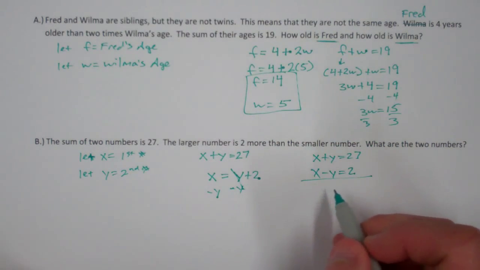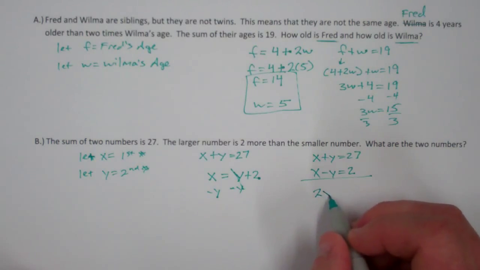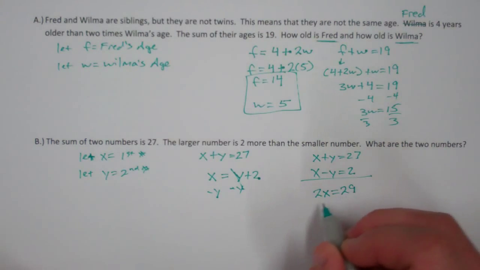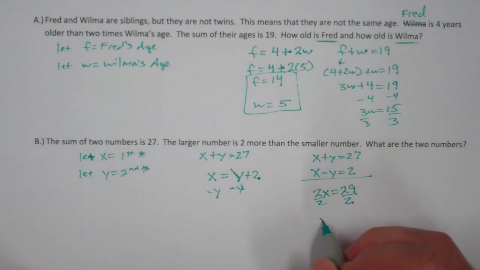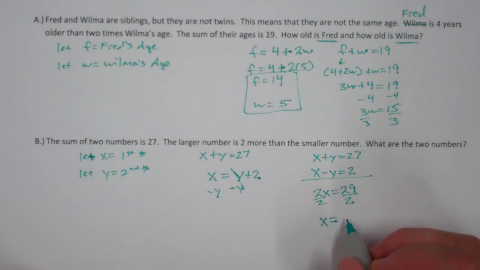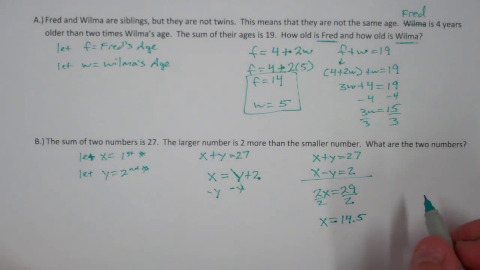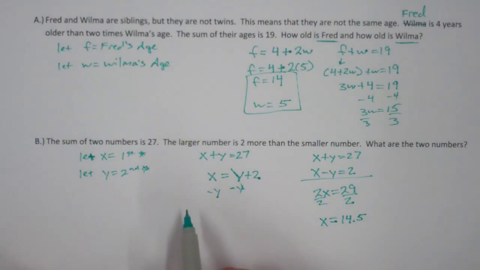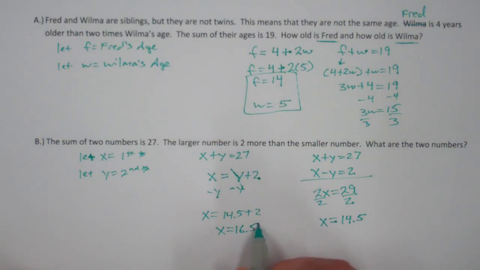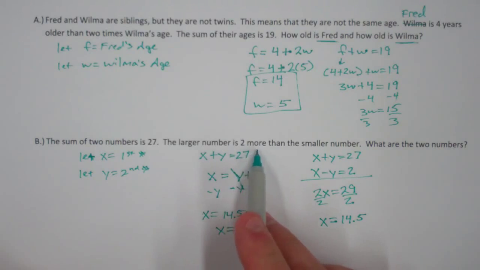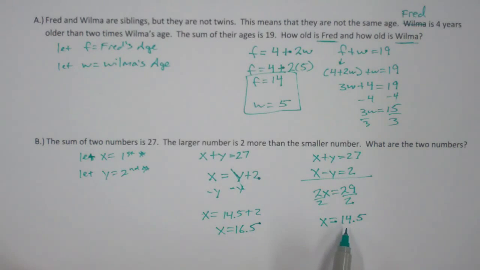You could add these together, so we've got 2x is equal to 29, divide by 2, and we find x to be 14.5. Now let's see what y would be. We know that x is equal to y plus 2, so x must be 16.5. The larger number is 2 more than the smaller number, so that works there.